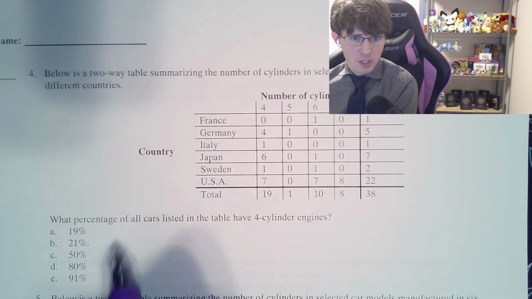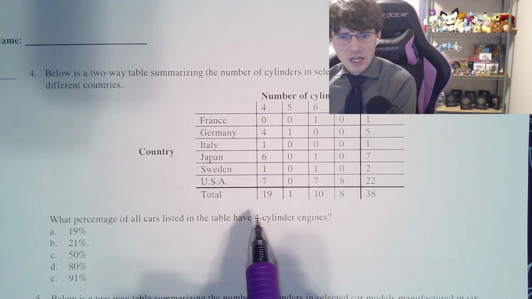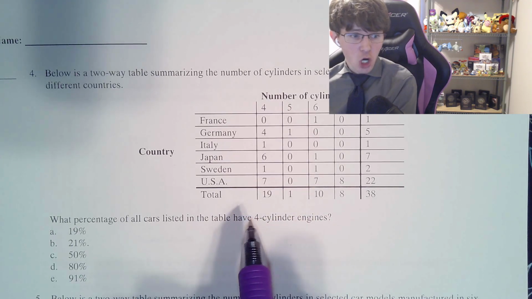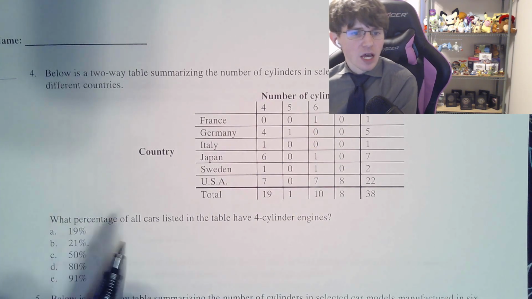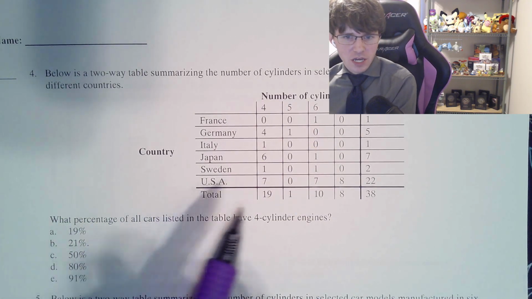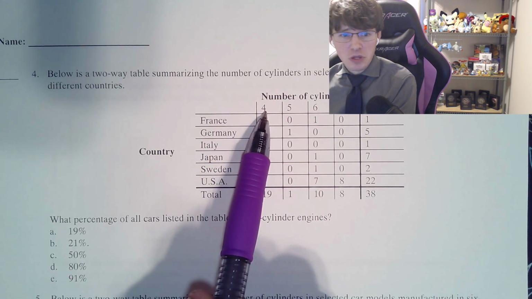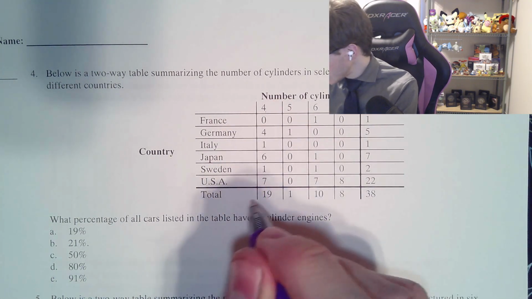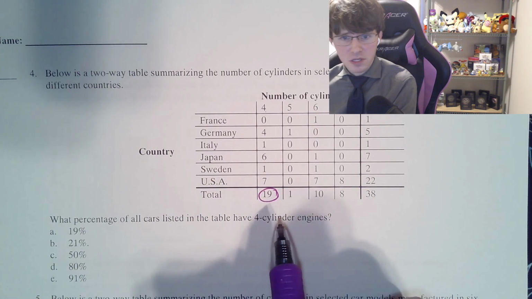So here we go. What percentage of all cars listed in the table have 4-cylinder engines? By the way, in car talk you might call that a V4 or a V8 for 8, whatever. Anyways, what percentage of all cars have 4-cylinder engines? So 4-cylinder engines, here we go for 4. So we're looking at the total number. So we have 19 as the total number of cars. This right here, we are going to be calling in our separate table at the bottom. This is our marginal distribution, if you want to get ahead of yourself.